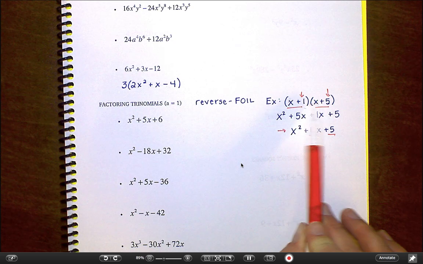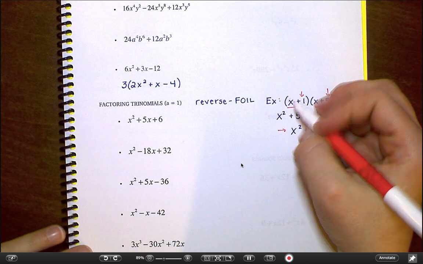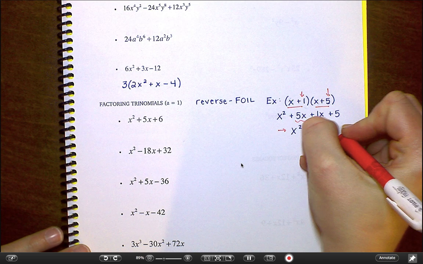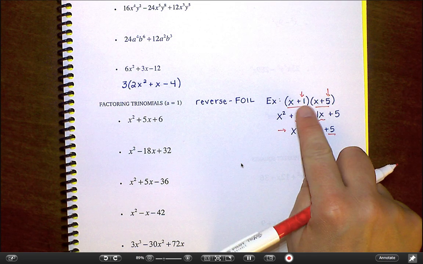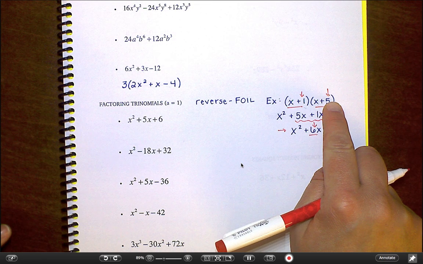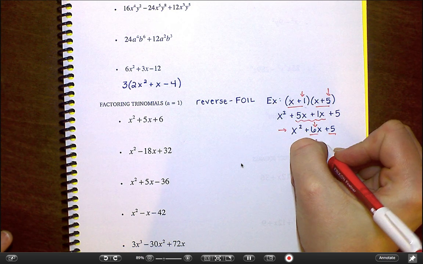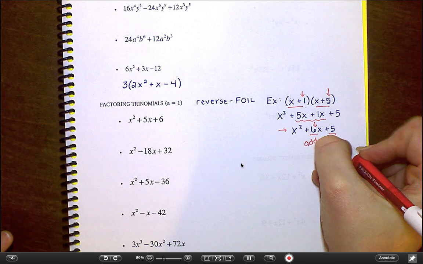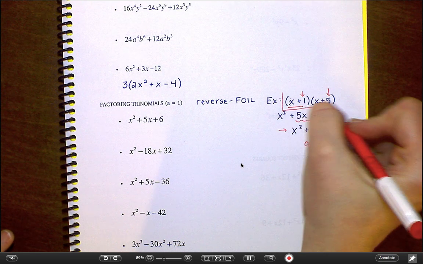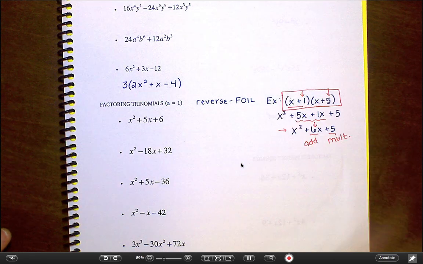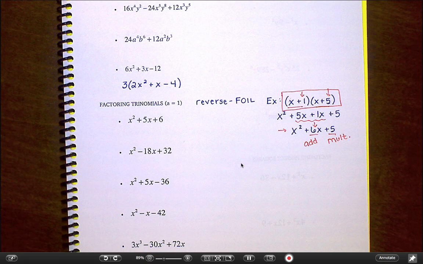if I take these two numbers and add them together, 1 plus 5 makes 6, because look at what happens when you FOIL right here. Those two numbers get added together and they turn into that middle term. And then the last term comes from multiplying them together. So we are always going to be adding to get to this middle number and multiplying to get to this number on the end. And again, what we're looking for is two parentheses that I could multiply together that would turn back into that trinomial.